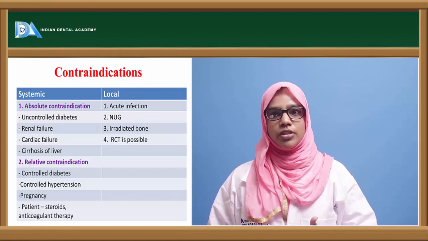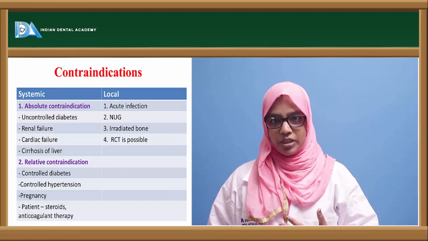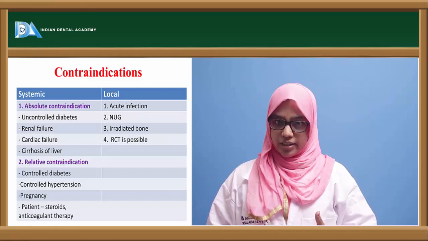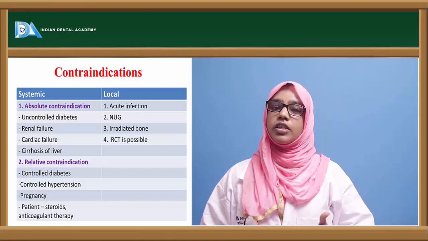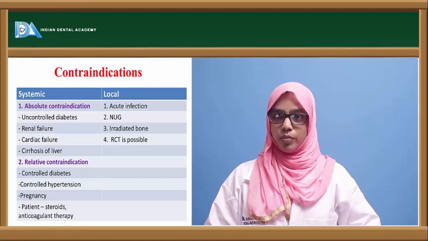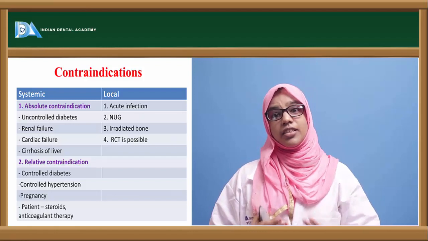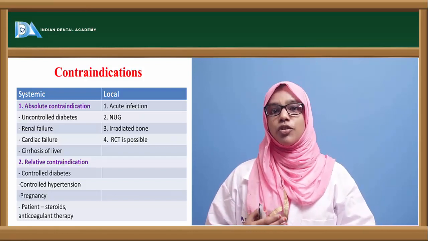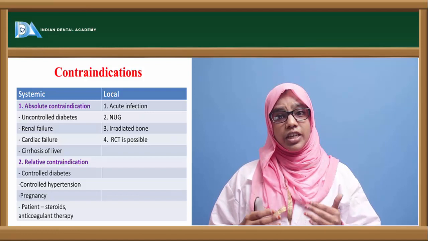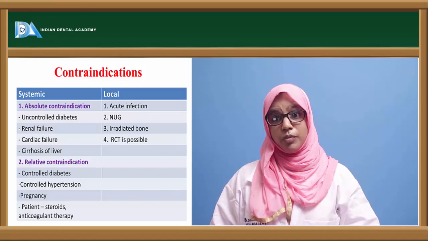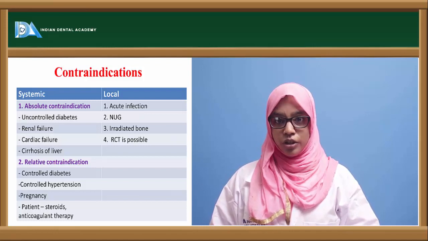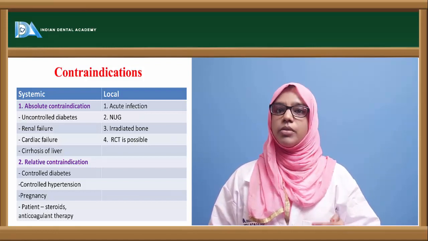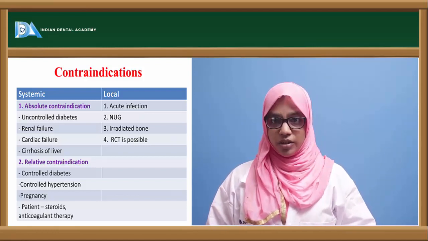Relative contraindications are like controlled diabetes, controlled hypertension, and pregnancy. Yes, you should avoid extraction during pregnancy. That is, if it is done in the first trimester, it could cause abortion. And if it is done in the last trimester, it could cause premature labor and delivery. But if you have to do an extraction, if it becomes very important, then with the consent of a gynecologist, you can offer extraction in the middle trimester, that is the second trimester.